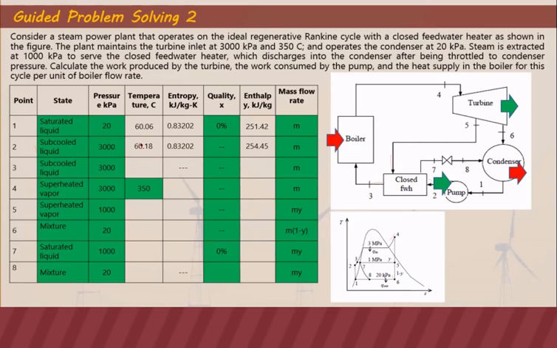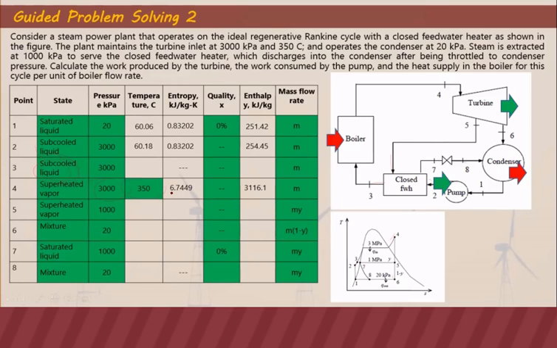Then at point 3, we cannot get it first because we do not know yet. Since this is subcooled and we only have one known quantity, we cannot yet get the value for point 3. So we'll solve point 4 first. For point 4 we're given two values, so we will use those to get the entropy as well as the enthalpy.